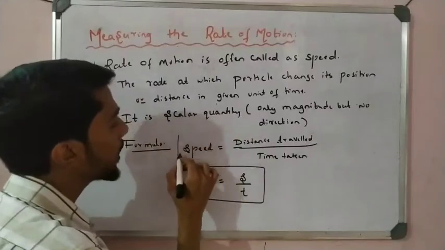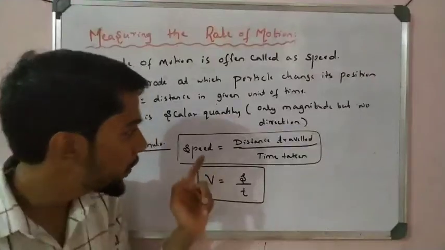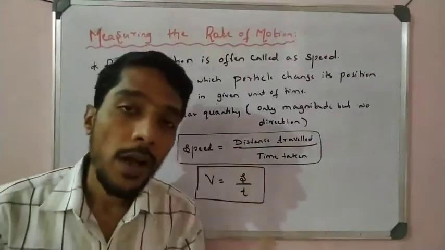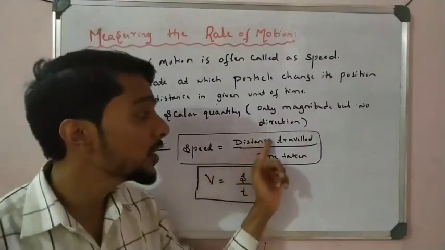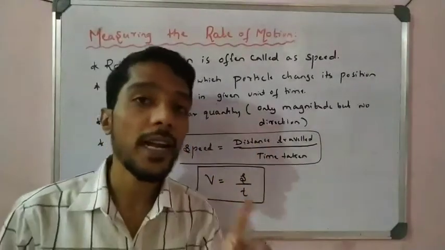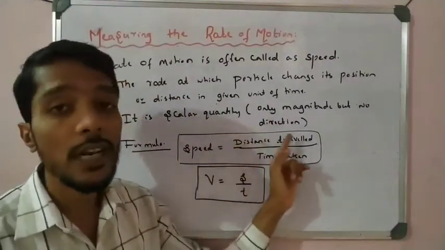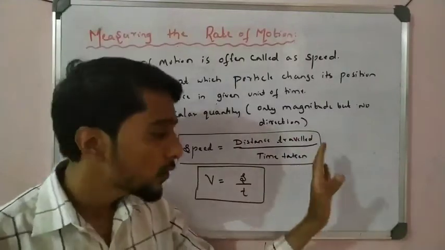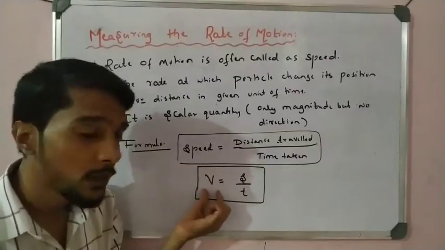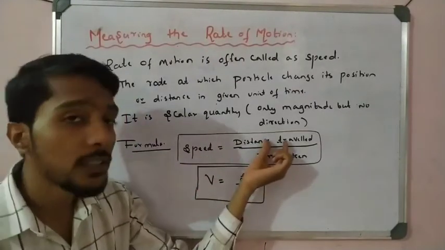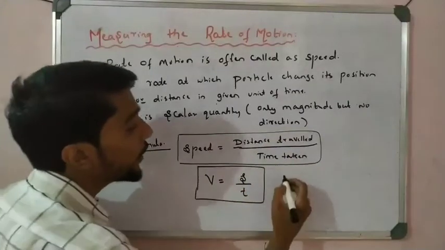You can remember this formula. Both are the same; one is the shortcut and the other is lengthy. So speed is equal to distance traveled divided by time. We also define it like that: speed is defined as distance traveled per unit of time taken. So that is the meaning of speed. Shortcut: speed stands for small v, s stands for distance traveled, and t stands for time.